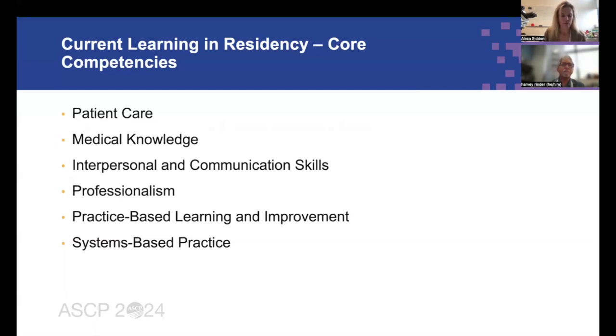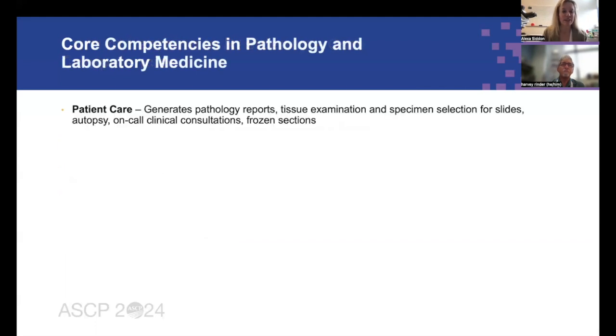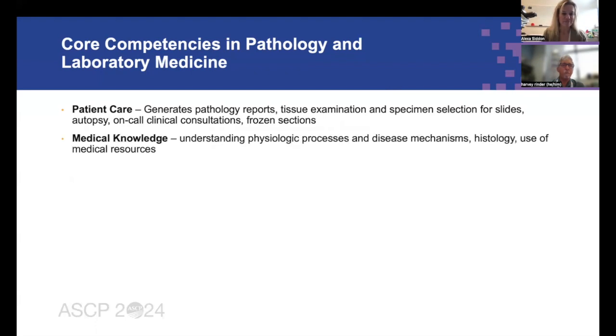And so when we have these different ACGME provided competencies, we can then reapply them to our own specialties. So if we think about them in the context of pathology and lab medicine, this is where our residents are actually generating pathology reports, they're grossing the tissues, performing autopsies. When they're on lab medicine call, they're providing consultations, they're doing frozen sections. So this is our actual patient care.